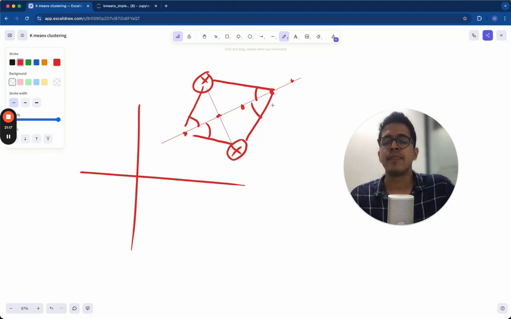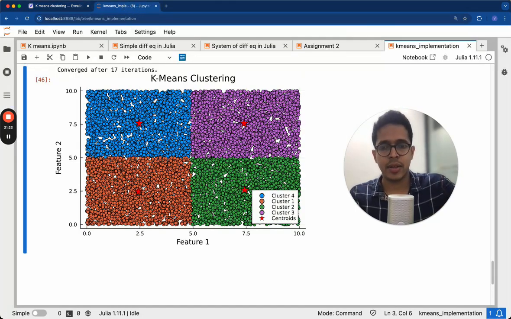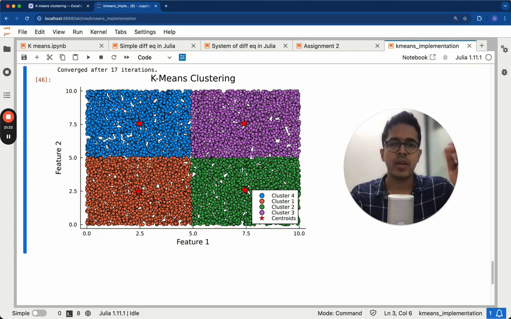as this angle. So the reason why the boundary looks like a straight line is exactly the same: all these points which exist along the boundary are equidistant from the left centroid or the right centroid. That's why the boundary in k-means clustering like this will look like straight lines.